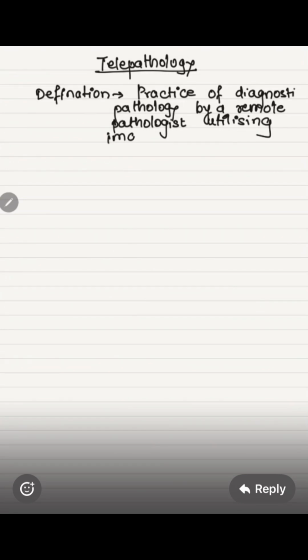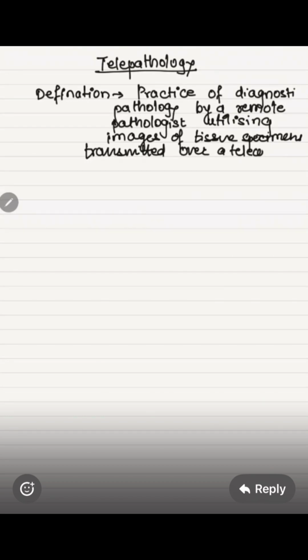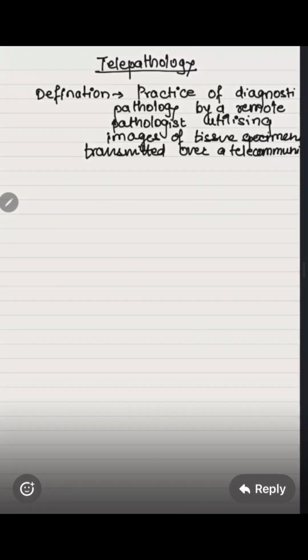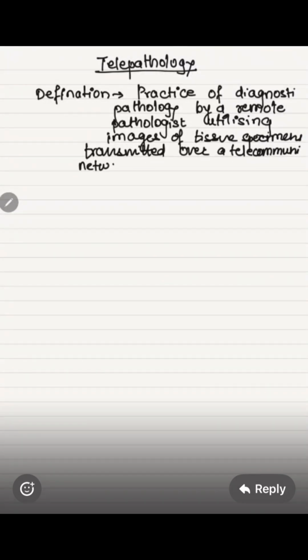utilizing images of tissue specimens transmitted over a telecommunications network. It includes a telepathology system.